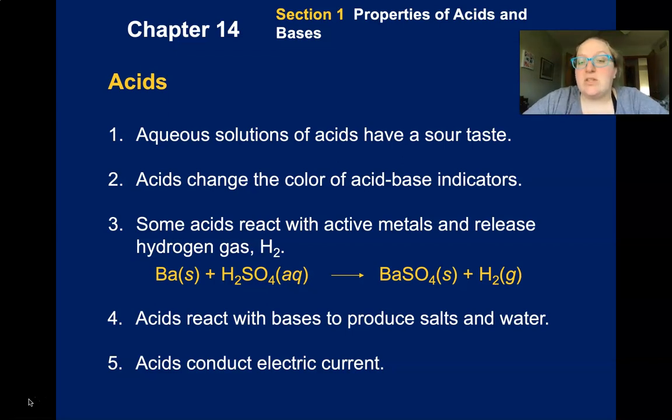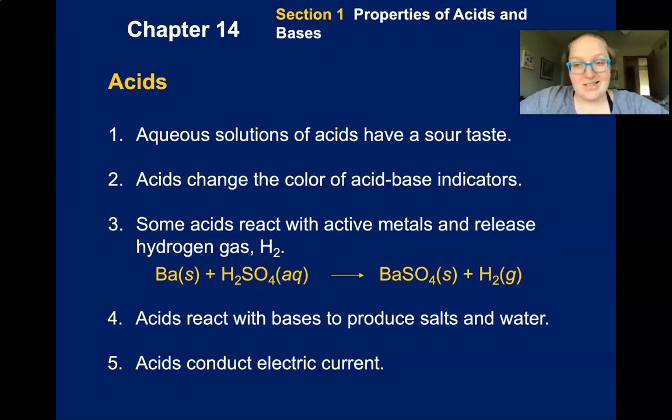Some of them will react with metals in order to release hydrogen gas. And in this case, for instance, we have this example of barium and hydrogen sulfate, or sulfuric acid. And in that particular reaction, the barium switches places with the H2 and releases H2 gas as one of the products.